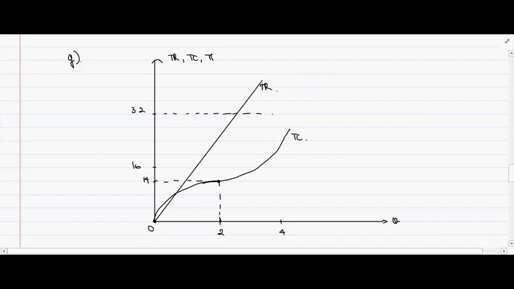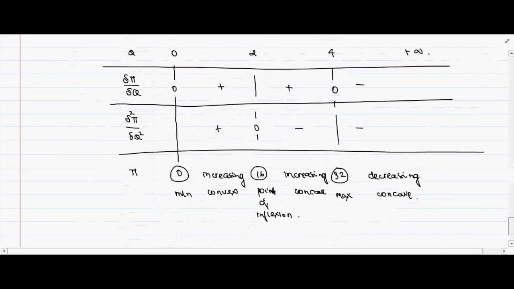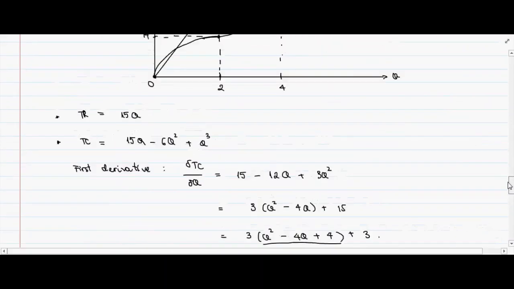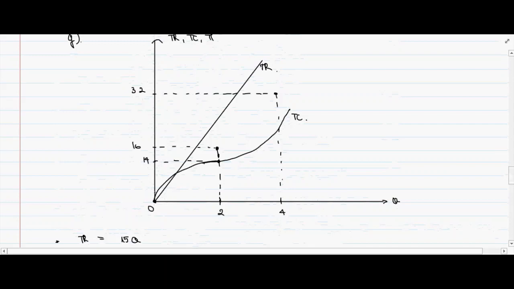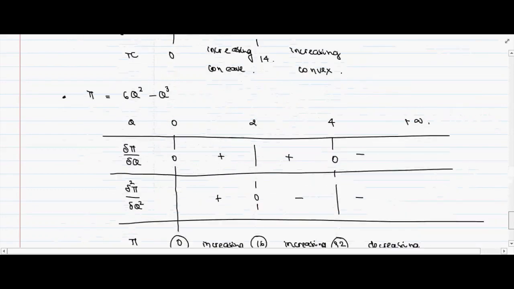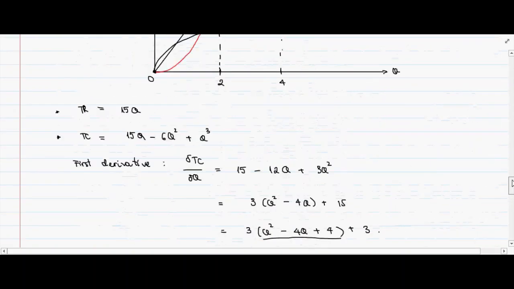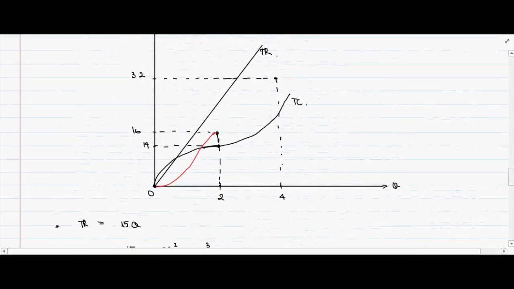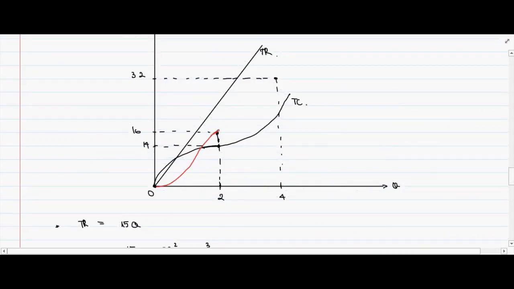So when quantity equals 4, okay, that's the point, and at quantity equal to 2, the profit equals 16, which is here. And I know that anything from 0 to 2 is going to be increasing and convex. So convex is like this, and increasing is like this. For any quantity above 2, until 4, it is going to be increasing and concave, so it's going to be like this. So this is convex and this is going to be concave.